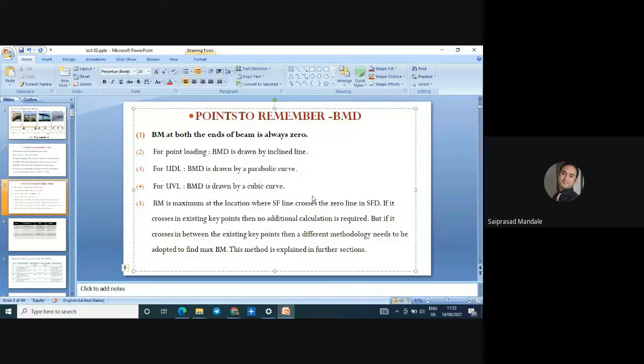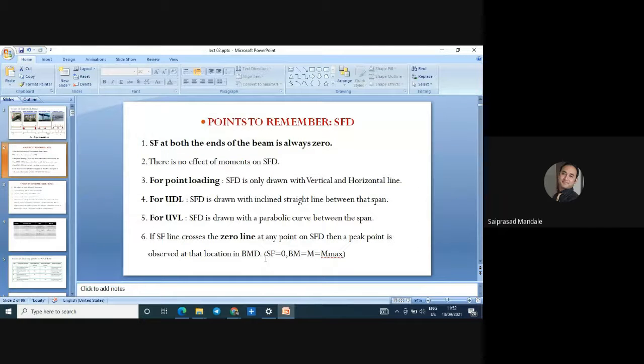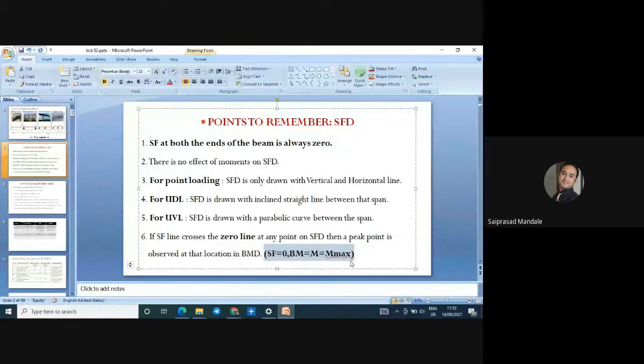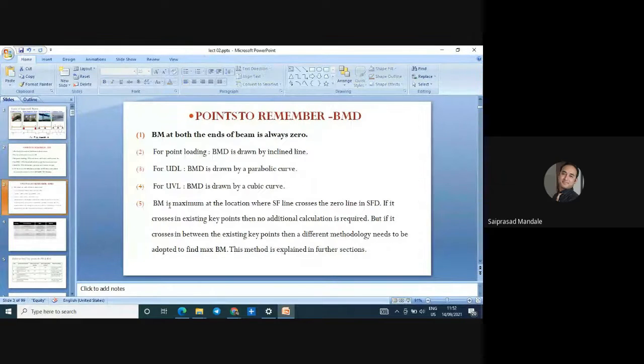Bending moment is maximum at the location where the SF line crosses the 0 line. Means this. The bending moment at the location where the shear force line crosses the 0 line in the SFD: if it crosses at a key point, then no additional calculation is required.